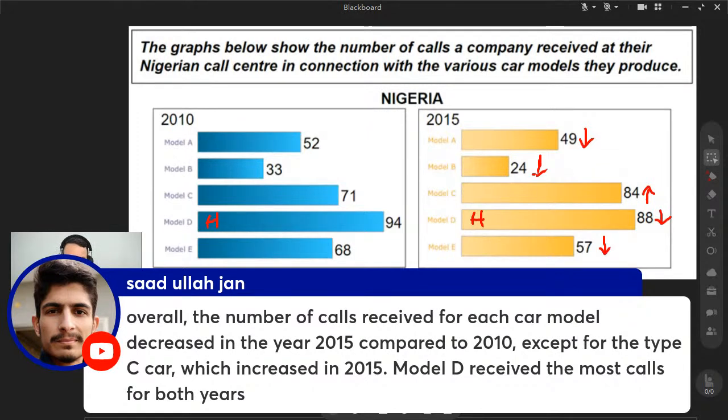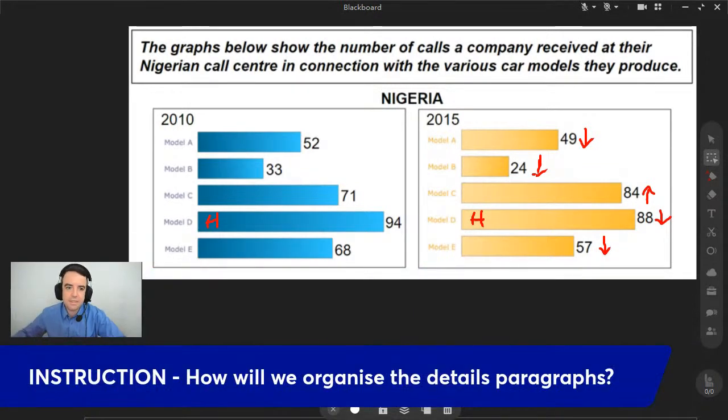Model D received the most calls for both years. That's a good overview. Some small language mistakes, but the content is there and it's accurate. That is a good overview.